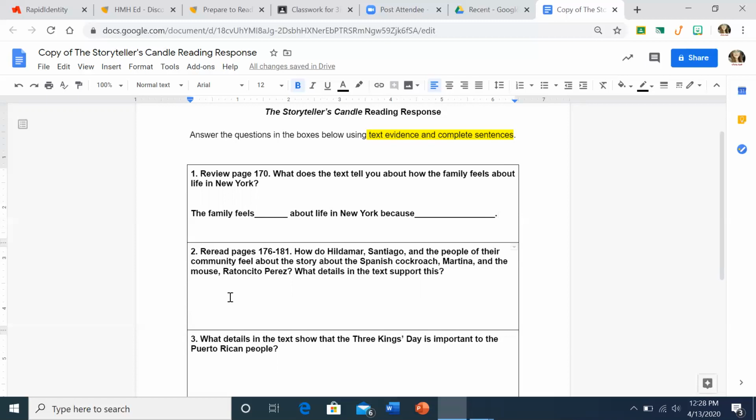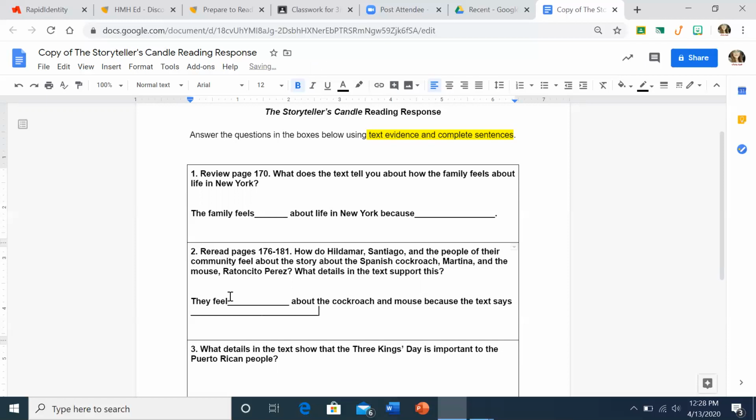For this one, my sentence stem could be, they feel blank about the cockroach and mouse because the text says, and that's where you would put your text evidence supporting your answer about how they feel. Okay.